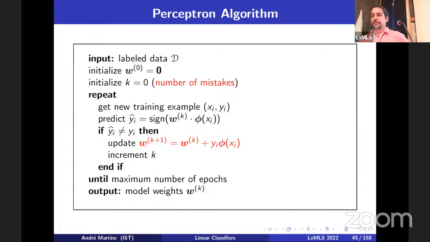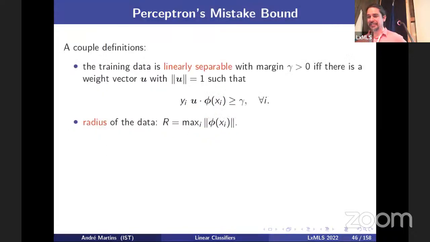Okay. Any questions about the algorithm? How many of you already knew the perceptron algorithm, by the way? Okay, a lot. So I guess today's class is mostly like a refresher, like yesterday's. Okay, but you might not have seen this. I don't know if you did or not.